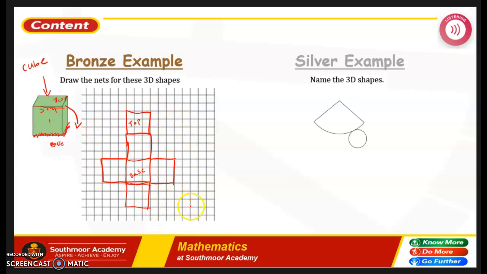So this is your 3D cube. Now we've just said that's a 3 by 3 shape. You could have drawn it bigger, you could have drawn it smaller. I just think 3 by 3 is nice to go off for this one. So that's your bronze example.